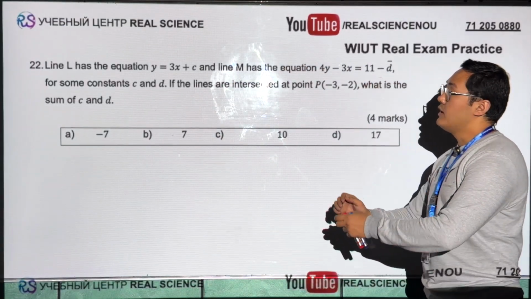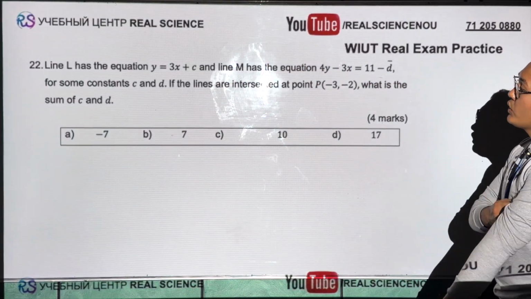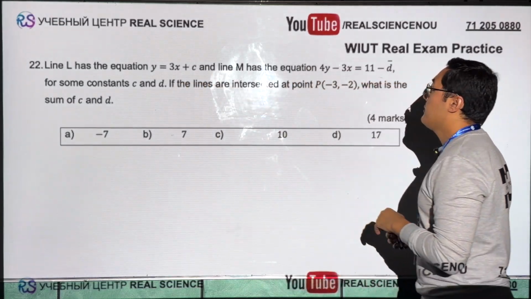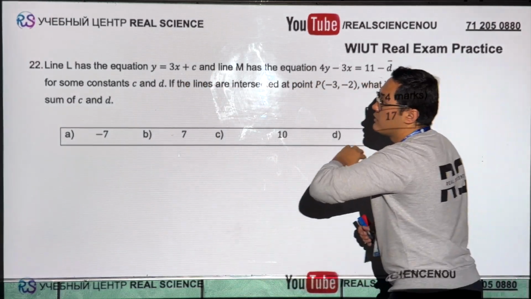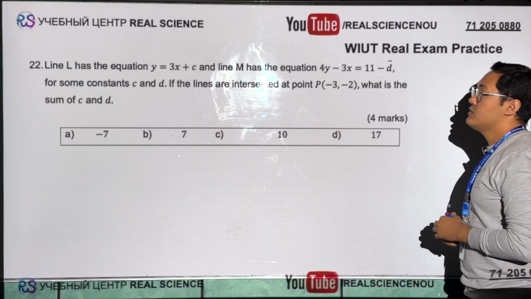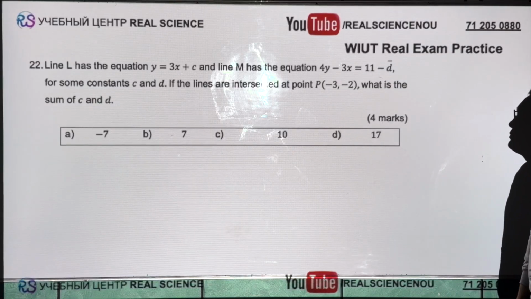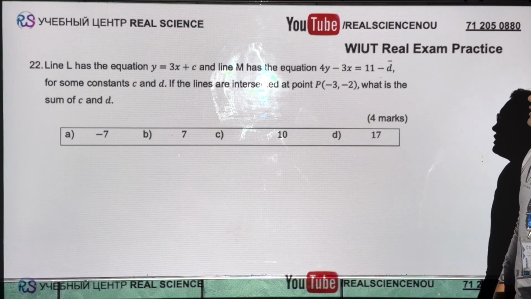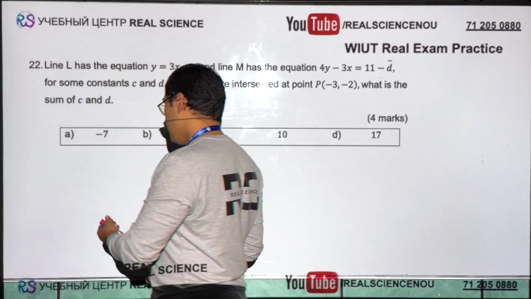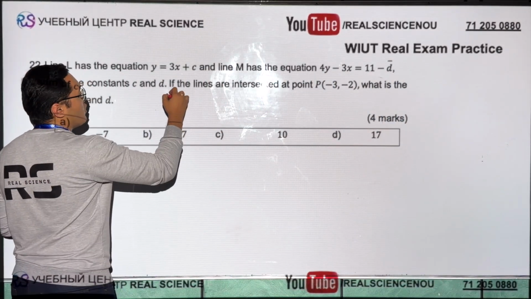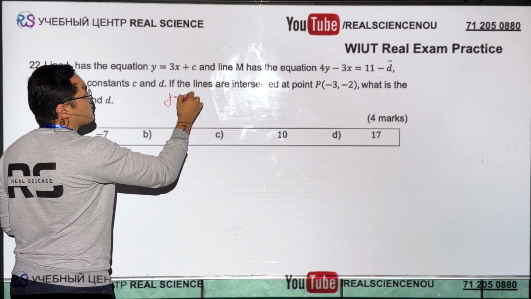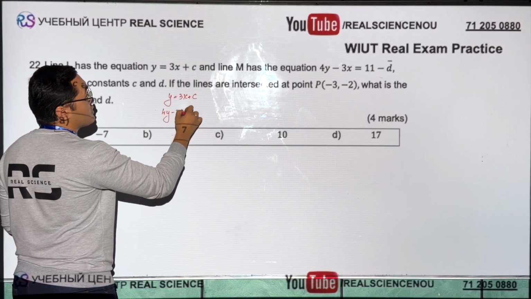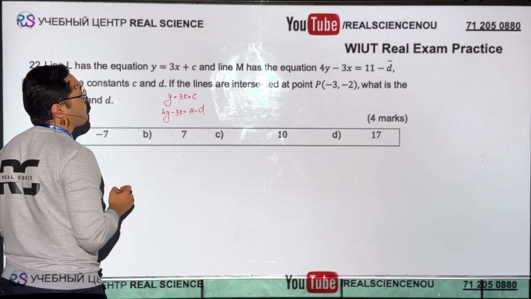It is said that line L has the equation y is equal to 3x plus c, and line M has the equation 4y minus 3x is equal to 11 minus d, for some constants c and d. If the lines intersect at point P, minus 3 and minus 2, what is the sum of c and d? Let me rewrite both of them. y is equal to 3x plus c. The second one is 4y minus 3x is equal to 11 minus d.